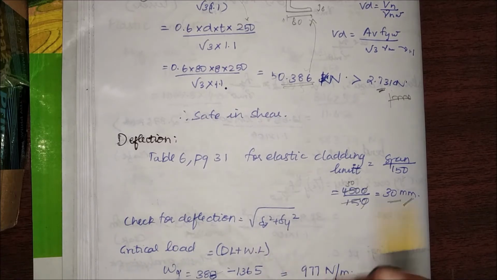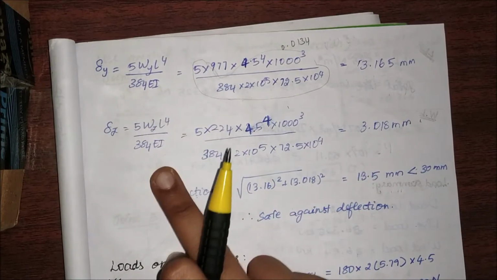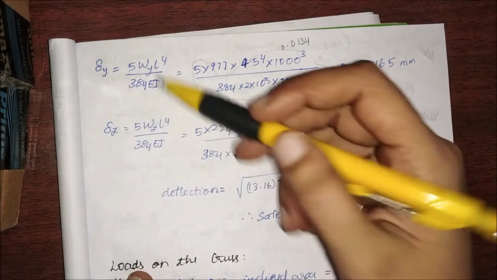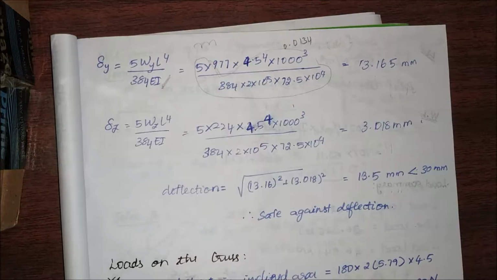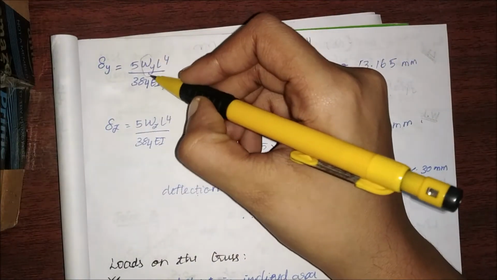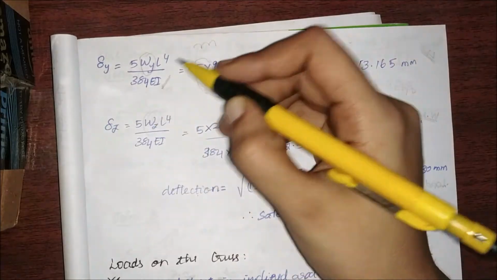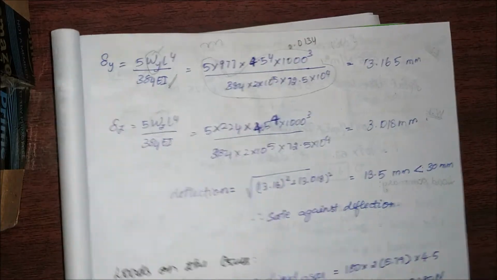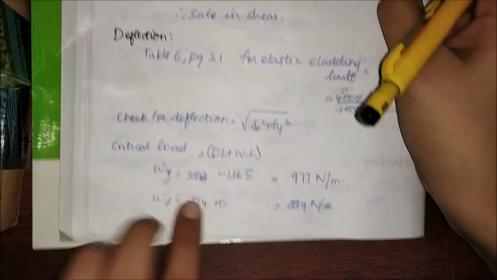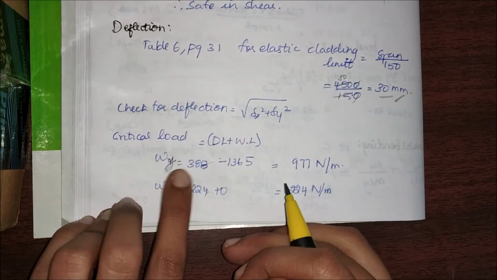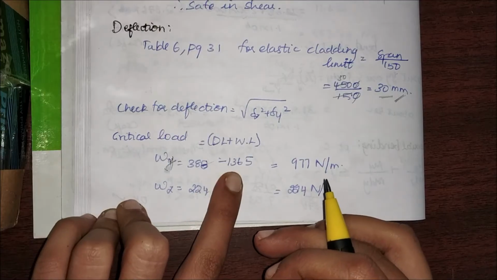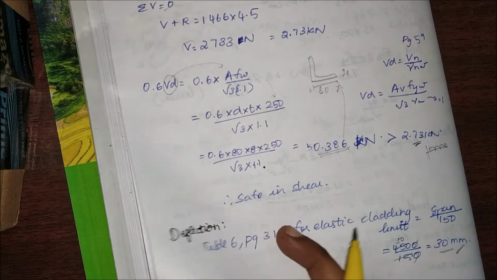So what are these del z and del y? They are nothing but our deflection formulas, which is 5 w L to the power 4 by 384 EI. The trick here is this wy, it changes. You have to find what the value for wy is. So going back to the calculations, this is your wy. Wy is equal to 388 minus 1365. So what is this 388?